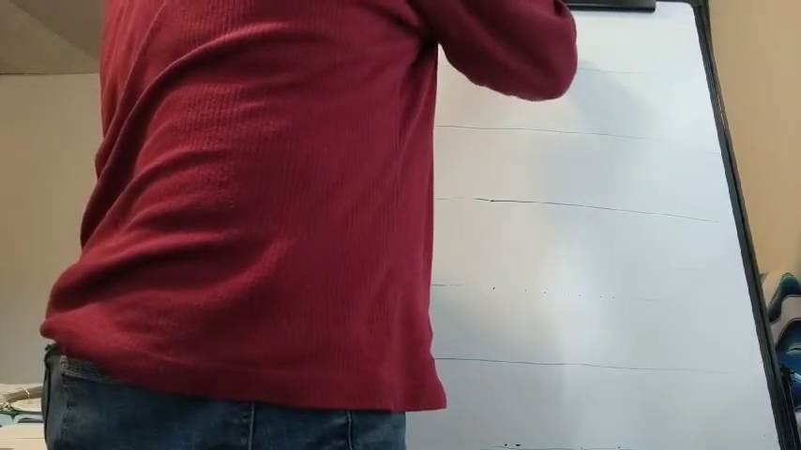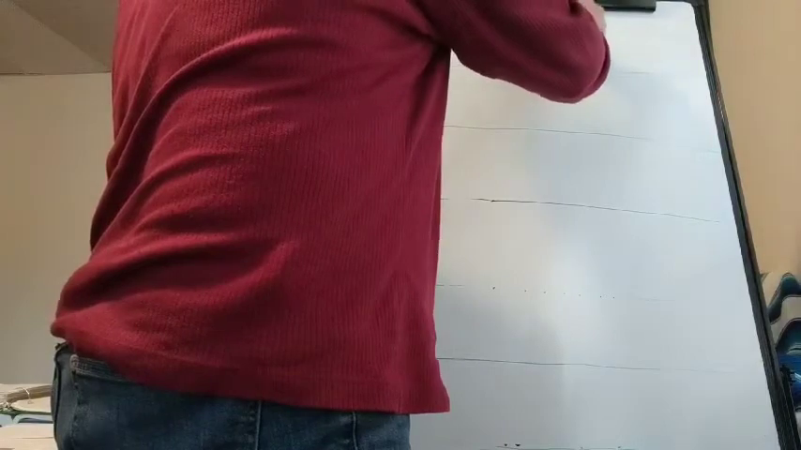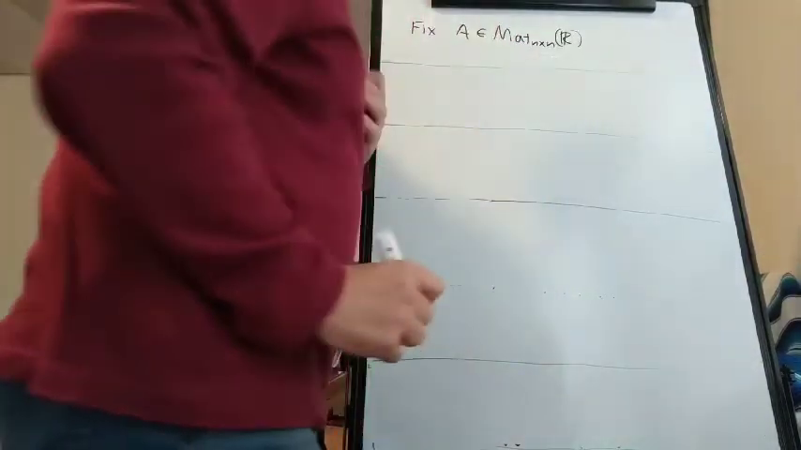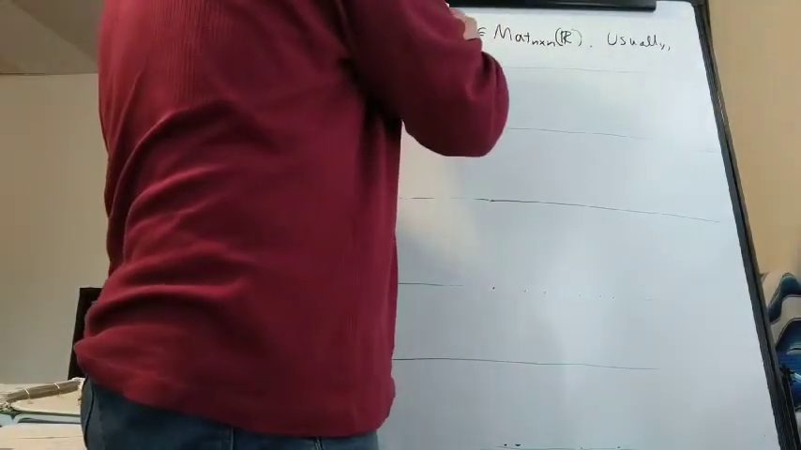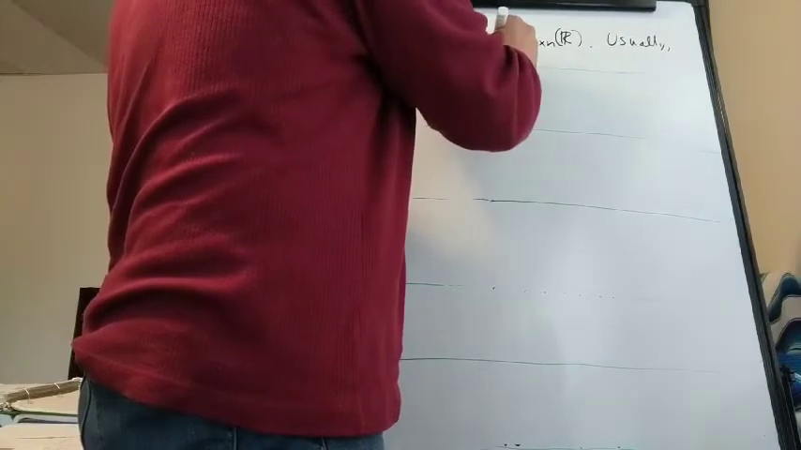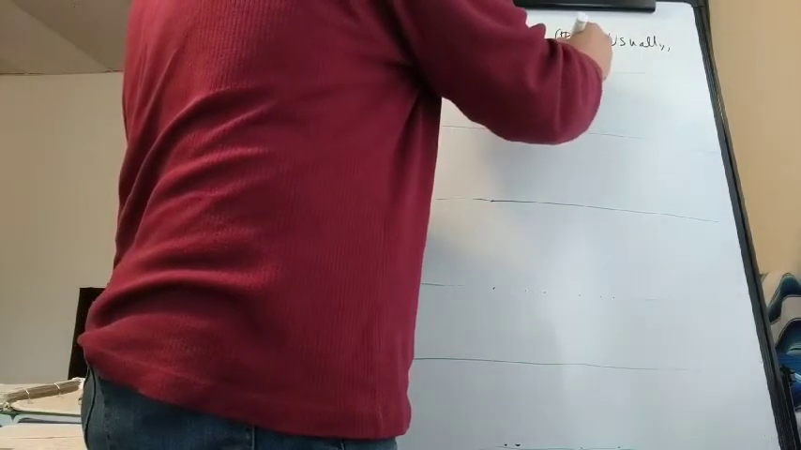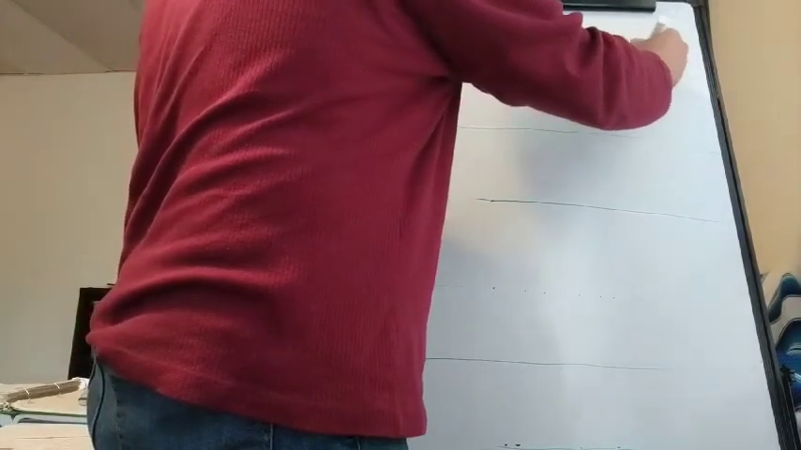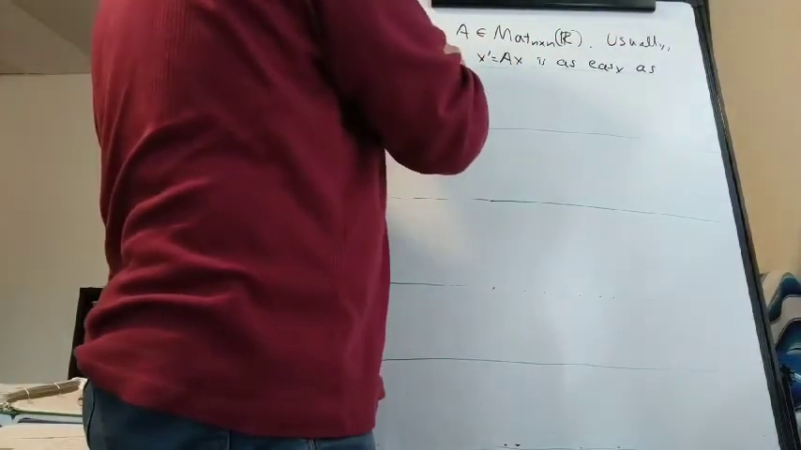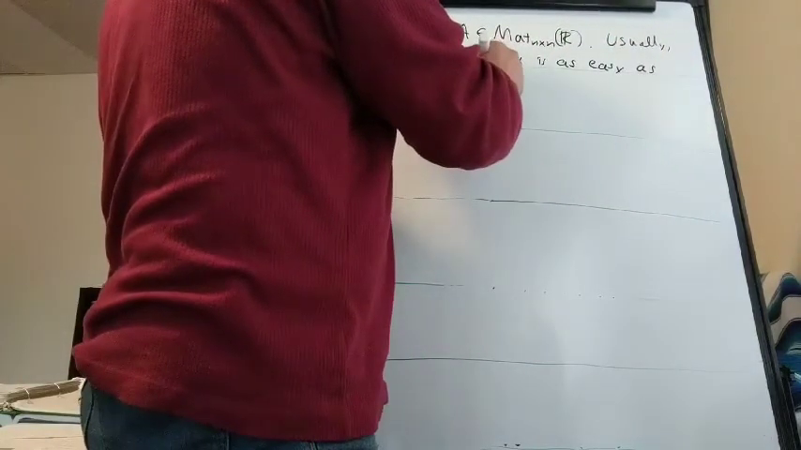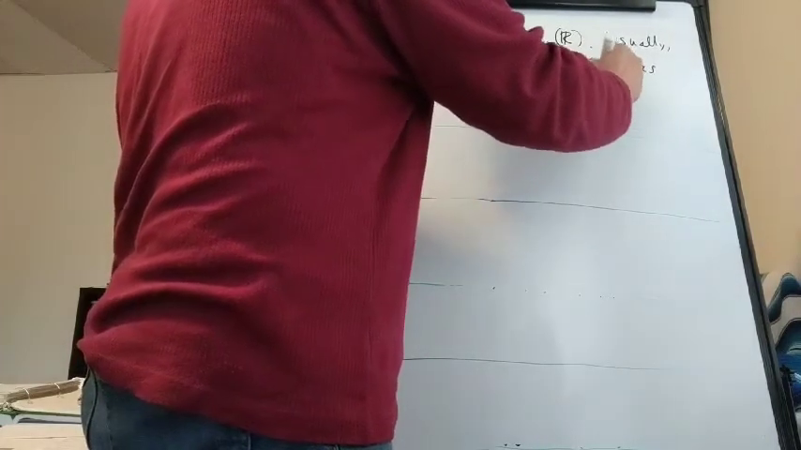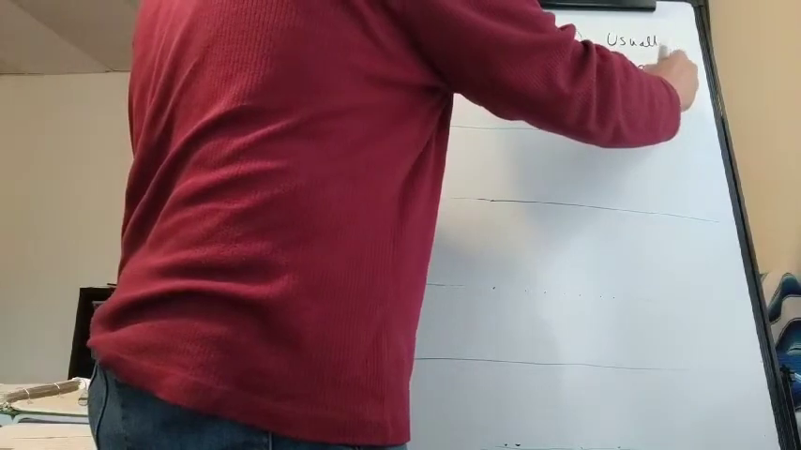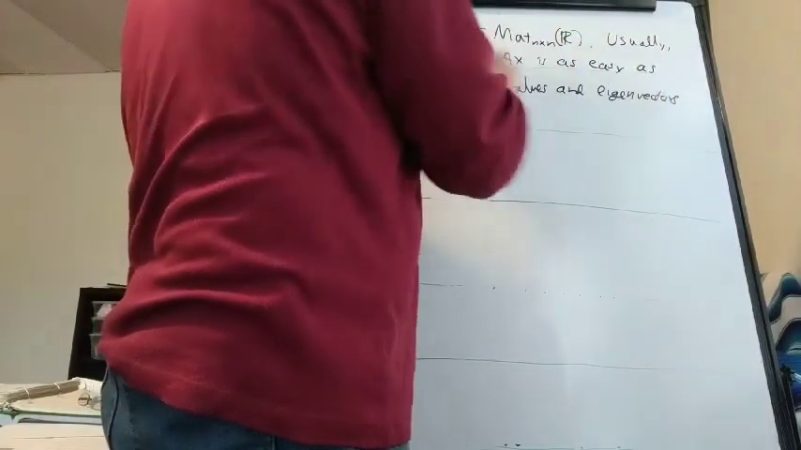So let's fix this matrix A, which is n by n, with real entries. Now usually solving x prime equals Ax is as easy as finding eigenvalues and eigenvectors of A.